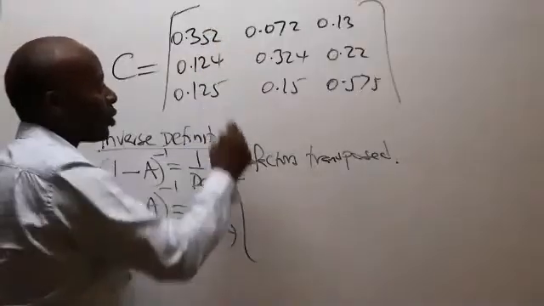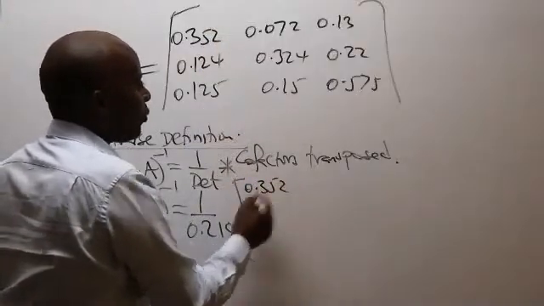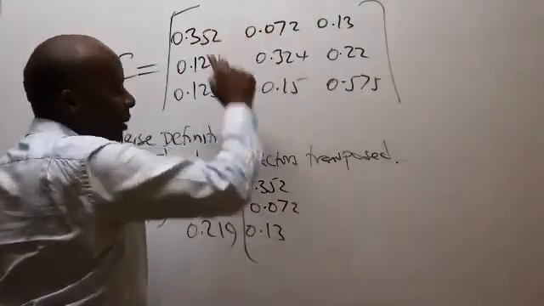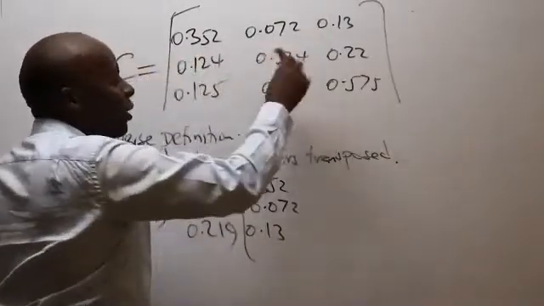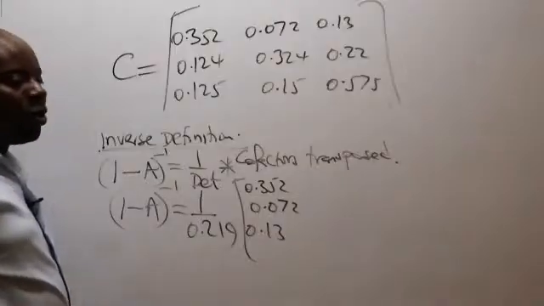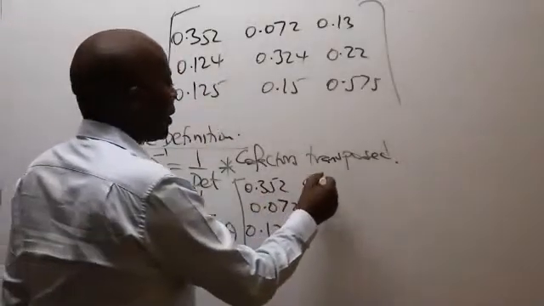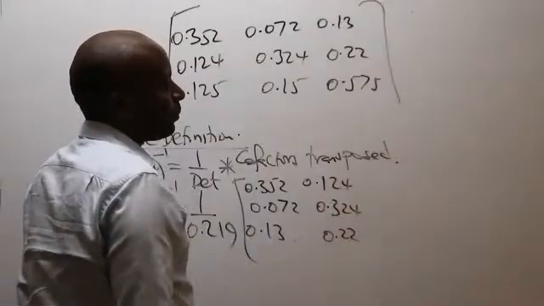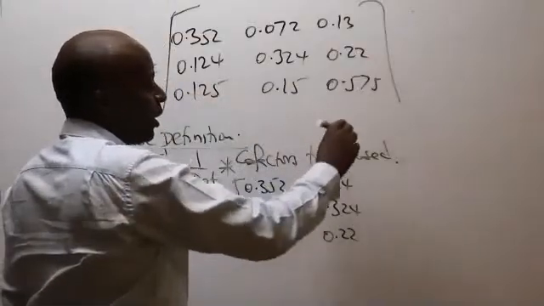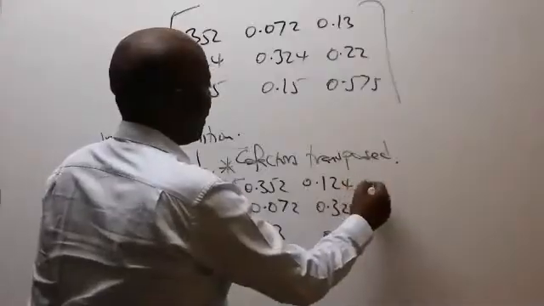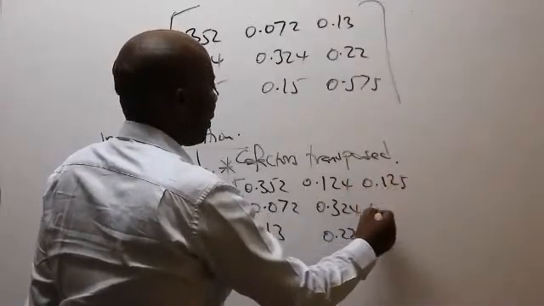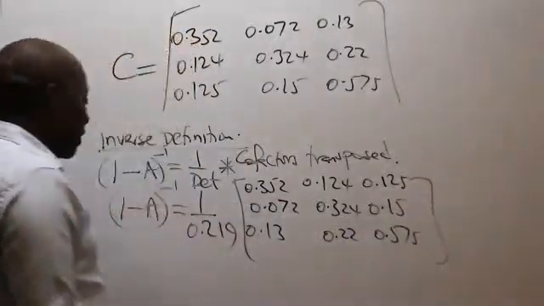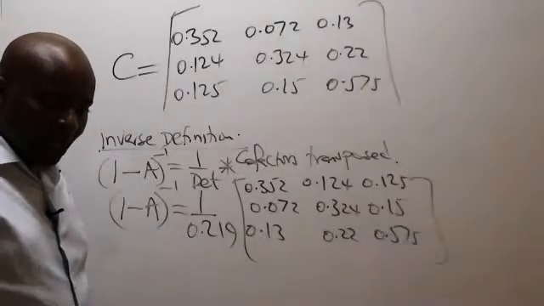So row number 1 becomes column number 1. So we have here 0.352, we have 0.072, we have 0.13. So this is row 1 that has become column 1. Row 2 becomes my second column: 0.124, 0.324, then we have 0.22, like that. And then row 3 becomes column 3: 0.125, 0.15, 0.575, like that. So ladies and gentlemen, this is our (I minus A) inverse.